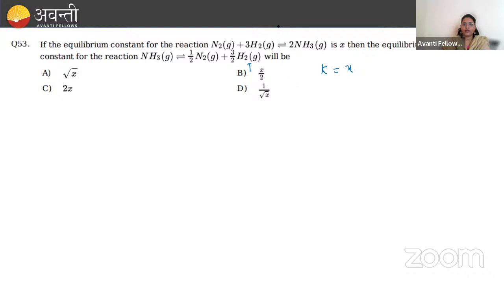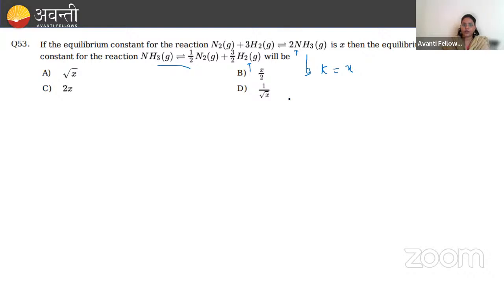Yes. Okay, D option. Let's check. Okay, Lakshmi. So here for this reaction, K is X. Then for this reaction, NH3 gives 1/2 N2 plus 3/2 H2. So for the reverse, what will happen? This reaction is the reverse of the above reaction.